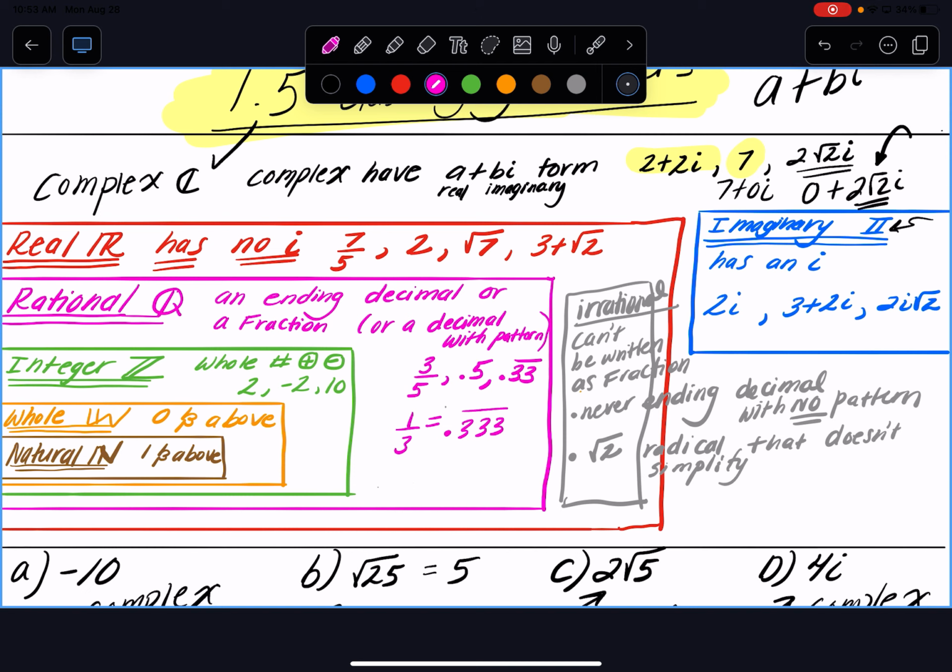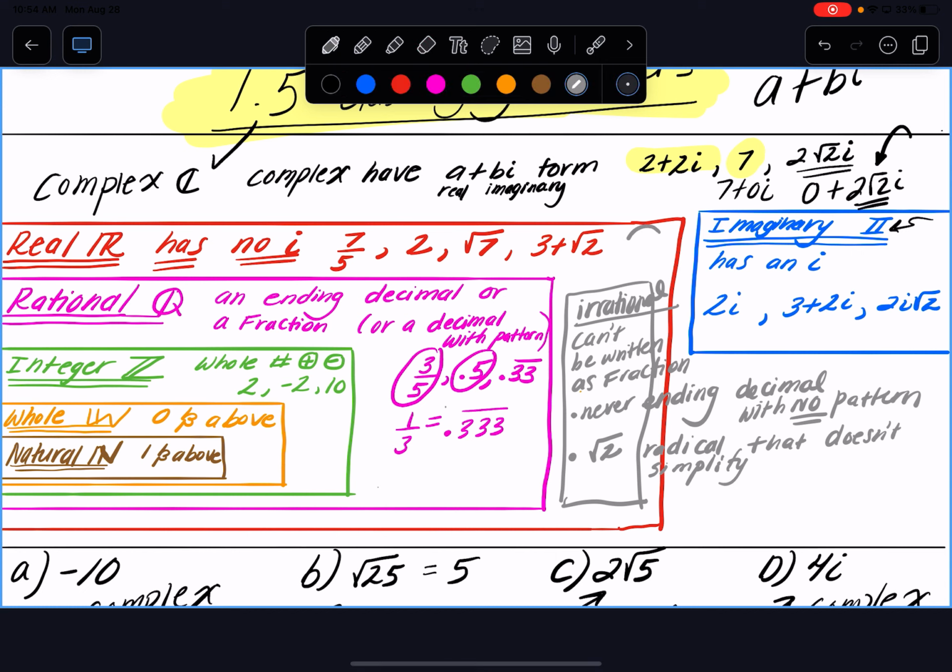So these are examples of rational numbers. 3/5 is a fraction. 0.5 is an ending decimal. Yeah? 0.5 is an ending decimal. You can see the end. 0.333 repeating, it has a pattern. Even though it goes on and on, it has an exact pattern. So this would be considered a rational number. So then go over to gray.